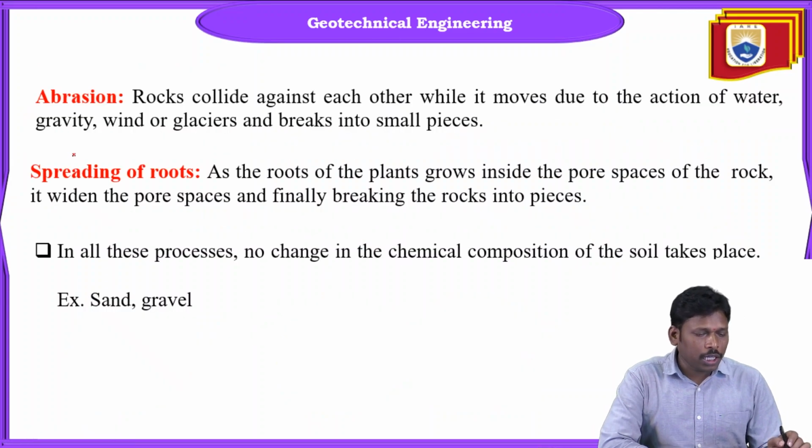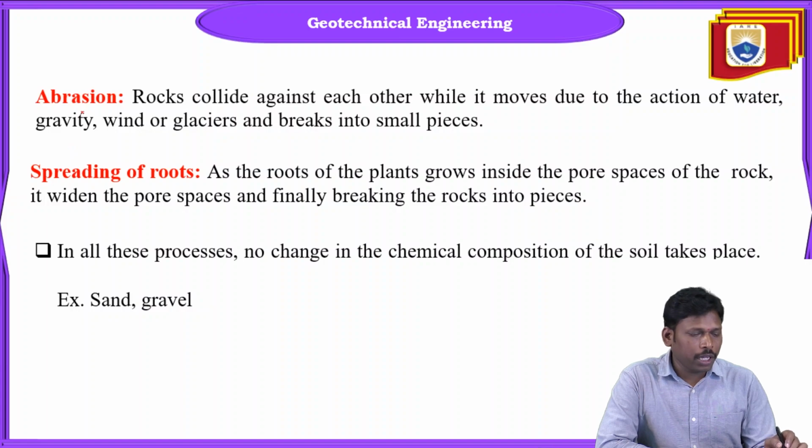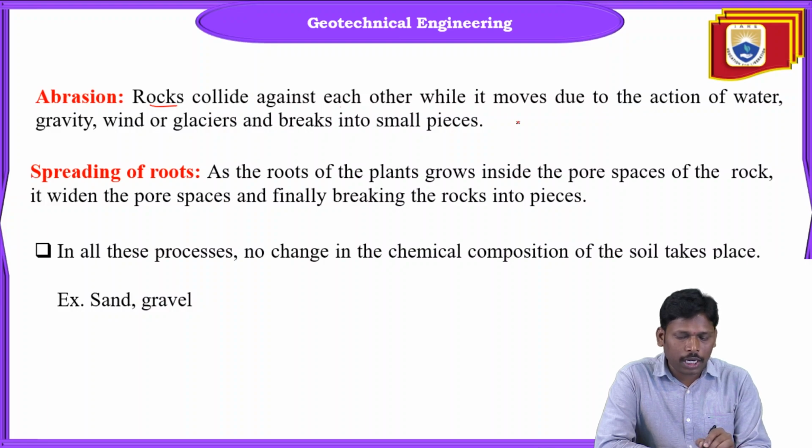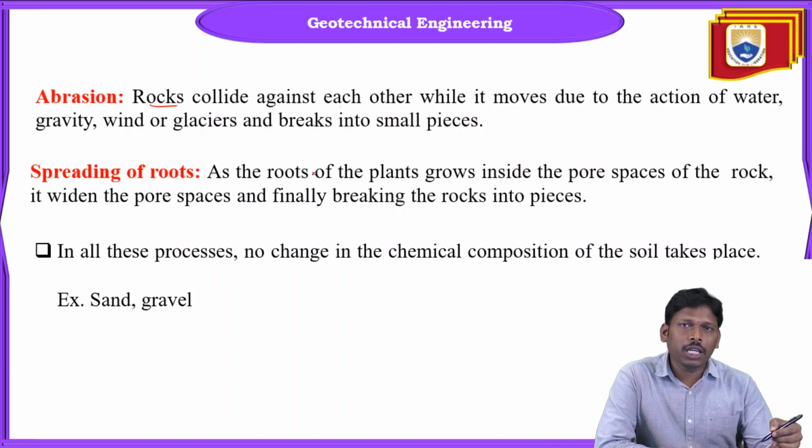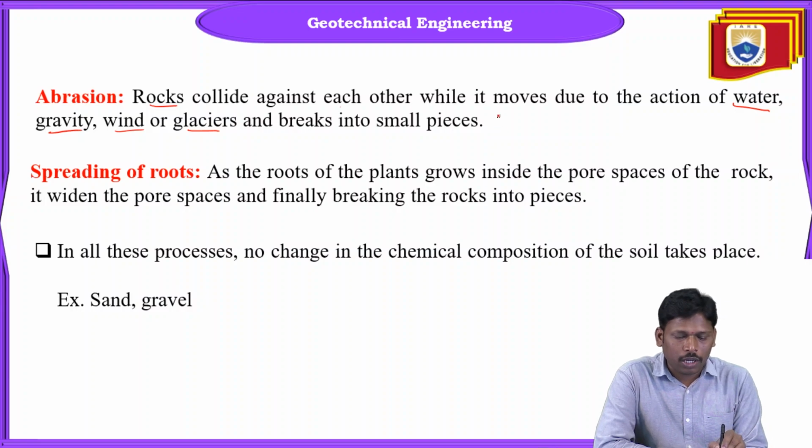Another weathering process is abrasion. In abrasion, the rocks collide against each other while they move down due to the action of water, gravity, wind or glacier, and break into smaller pieces. When they collide with each other, the rock particles move down by any one of these agents, and finally after fragmentation, new smaller particles form, and the smaller pieces are considered soil.